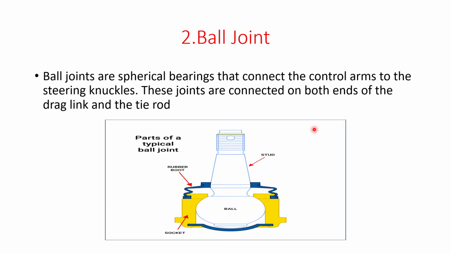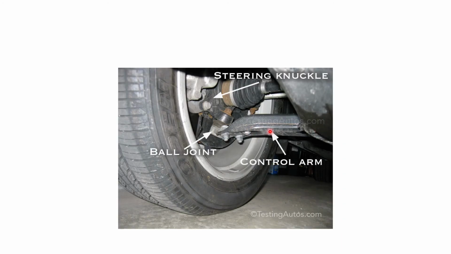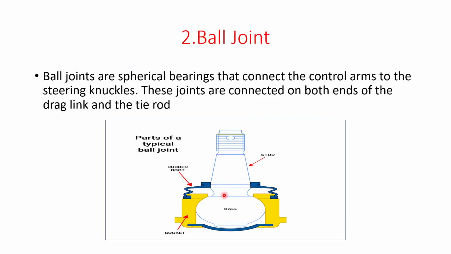And next is the ball joint. Ball joints are the spherical bearings that connect the control arms to the steering knuckles. You can see that this is the control arm, and the steering knuckle present here is an integral part of the vehicle. This steering knuckle and control arm will be connected with the help of a ball joint. A ball joint is a bearing stud and socket enclosed in a casing.